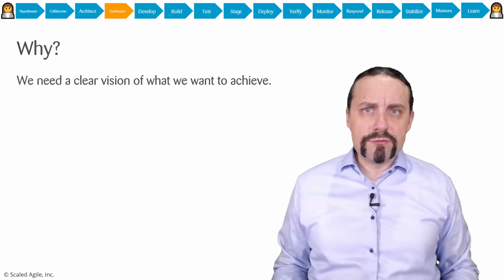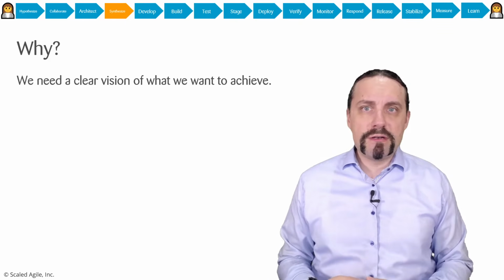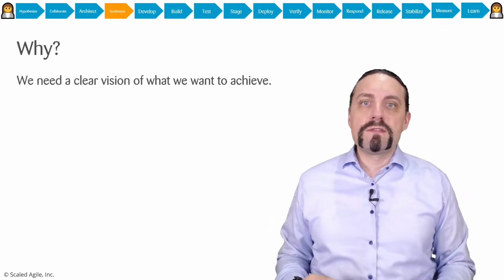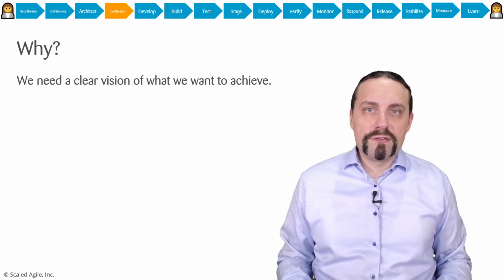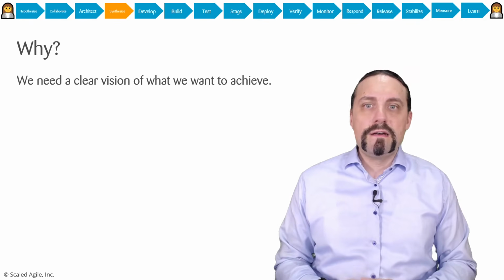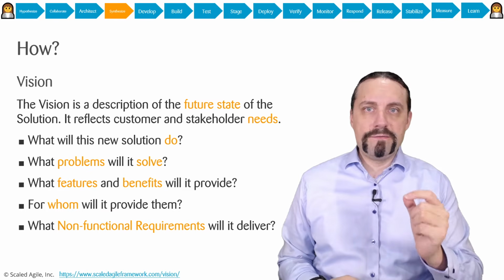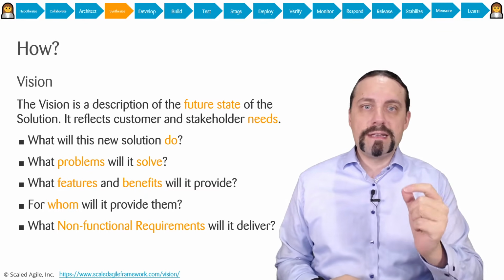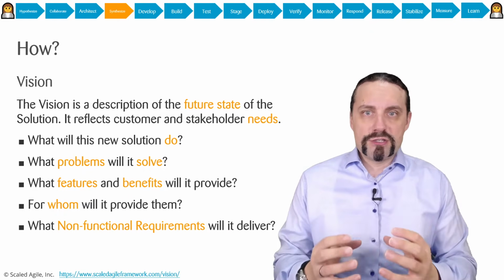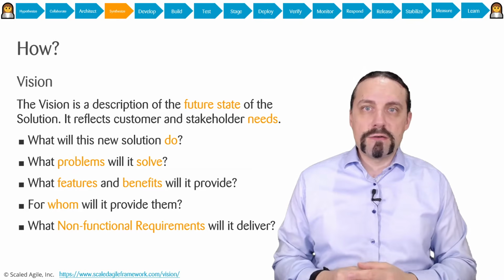So why do we need to do this? At the moment, we have just a bunch of epics with hypothesis statements. Of course, we have identified the customer needs and we also did some architecture. But we don't have a clear vision of what we want to achieve. And that's why we need to synthesize. It is absolutely crucial to have a clear vision of what we exactly want to achieve. What is the future state? And this vision needs to really reflect the customer, but also the stakeholder needs.